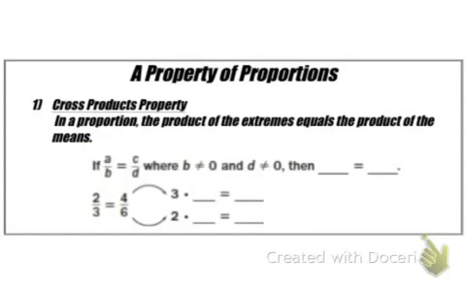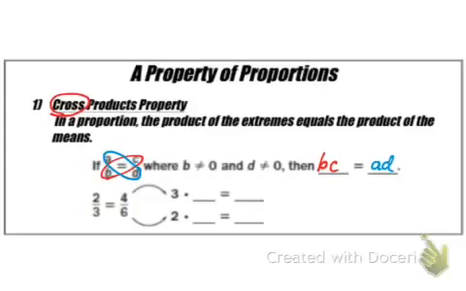Alright, a property of proportions. The first one, we use the cross products property. It says that in a proportion, the product of the extremes equals the product of the means. We call A and D the extremes and B and C the means. It's just what they call the pair. When we use the cross products, you're cross multiplying the denominator of the first fraction and the numerator of the second fraction. That should equal B times C, and the first set of cross products should equal the second set, which is A times D.